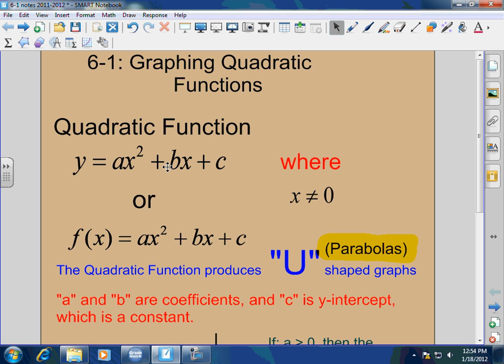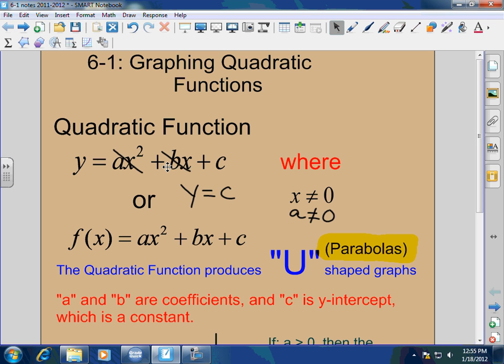Now, of course, when you have a quadratic function, you need x to not equal 0. If x equals 0, you're going to have what's called a linear function. Okay, if x were to equal 0 here, that would be 0, that would be 0. Y would equal c, which is a linear constant function. So x cannot be 0. And in fact, a cannot be 0 either. Because if a is 0, then I get rid of the x squared, and that means that I'm left with y equals bx plus c. Or in other words, y equals mx plus b. So you would have a linear equation. So neither x nor a can equal 0 in a quadratic function.